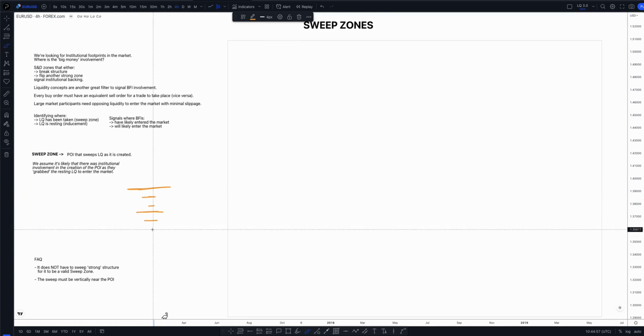If you're someone down here, and you're a big guy, let's say, and you want to buy 10,000 lots, what's going to happen? It's going to quickly absorb all of that supply, and you're probably going to get filled some of your order up here, okay? So large market participants need opposing liquidity to enter the market with minimal slippage. If you want to buy here with a ton of volume, you want a ton of volume to be exactly where you want to buy. You want a ton of volume to be selling to you that you can buy from, so you can transact at this level rather than getting filled all the way up here.